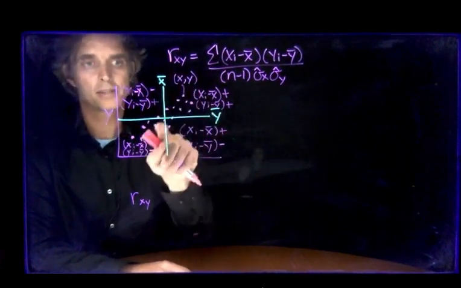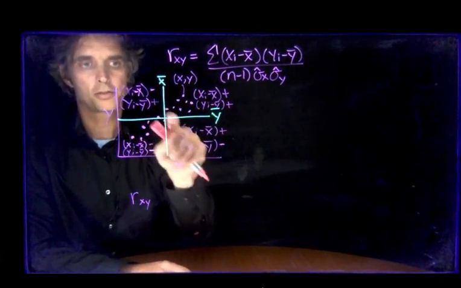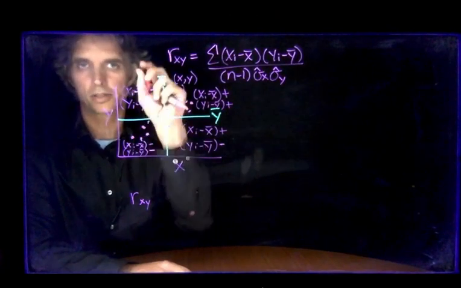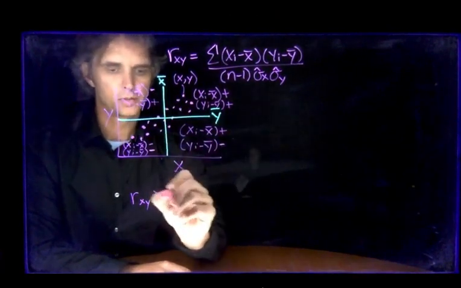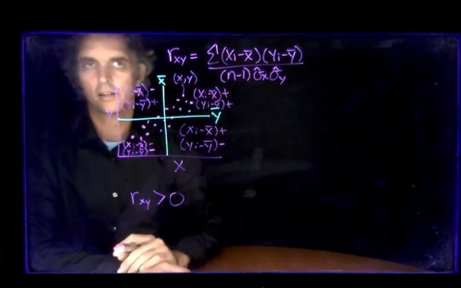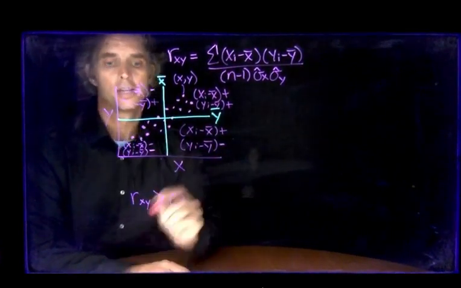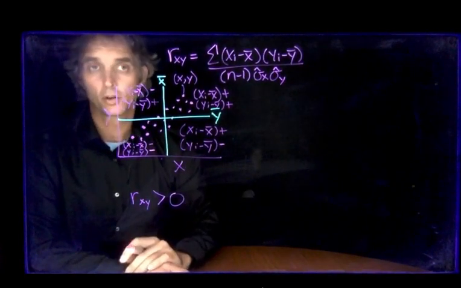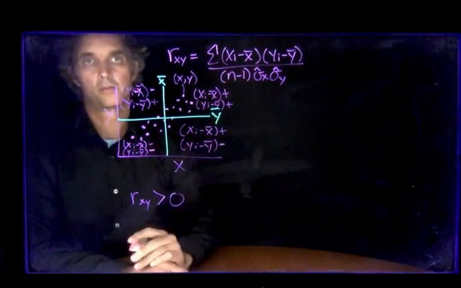So you have 16 positive numbers plus 3 negative numbers that are really small. So this one here will be overwhelmingly positive, which makes sense. We know that that's related to a positive correlation, and sure enough, the sample linear correlation coefficient will be positive because of what we mentioned here.